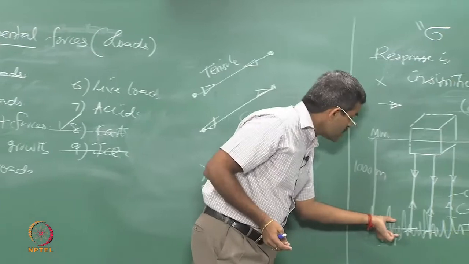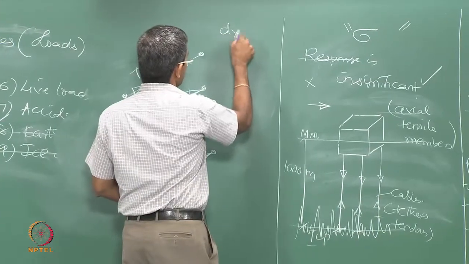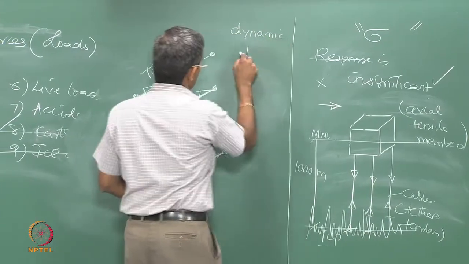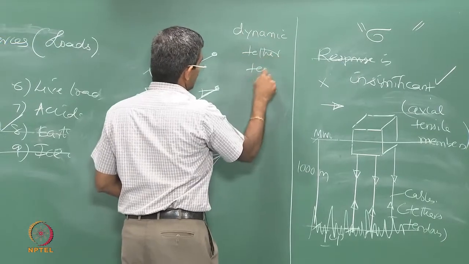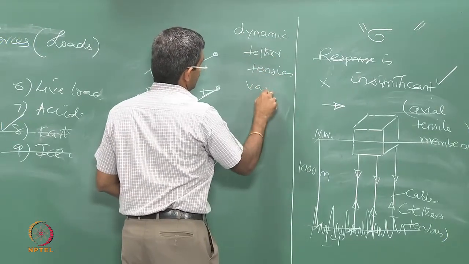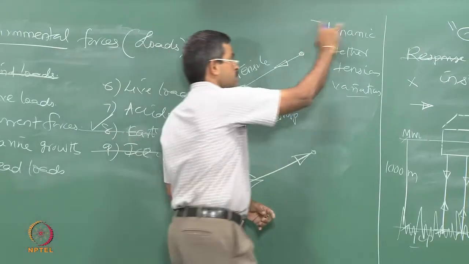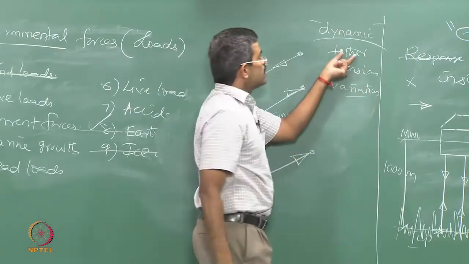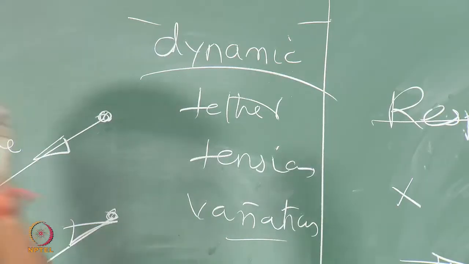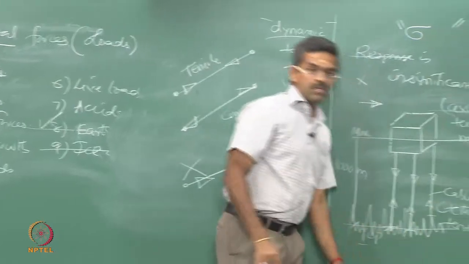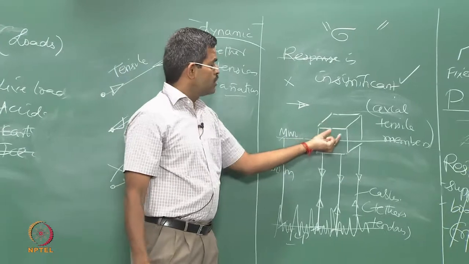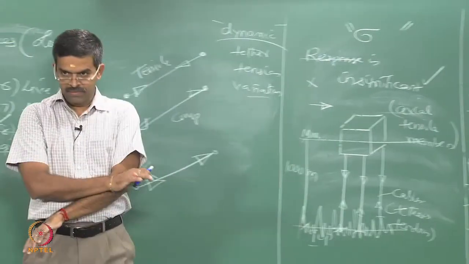Okay. This causes dynamic tether tension variations. So, these dynamic tether tension variations are imposed on the tendons, which causes a response in the superstructure automatically.